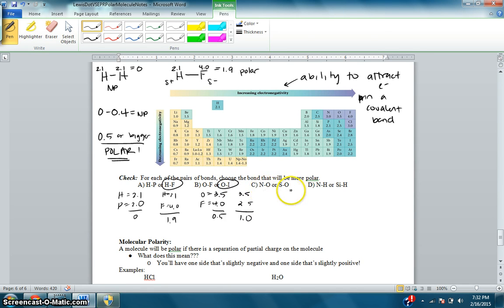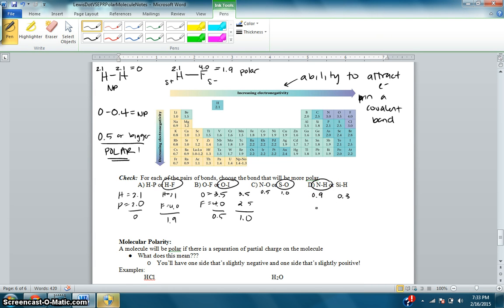Over here with NO to SO, our N is 3.0, our O is 3.5, so this has a difference of 0.5 in the electronegativity, so not that big of a difference. Here, our S and our O, our S is 2.5, our O is 3.5, so this has an electronegativity difference of 1.0, so this is going to be the more polar bond. Our last group over here is NH and SiH. N is 3.0, H is 2.1, so this is a difference of 0.9. Over here, SiH, Si is 1.8, and H is 2.1, so that's only a difference of 0.3. So in this case, the NH is going to be the more polar bond in that situation.